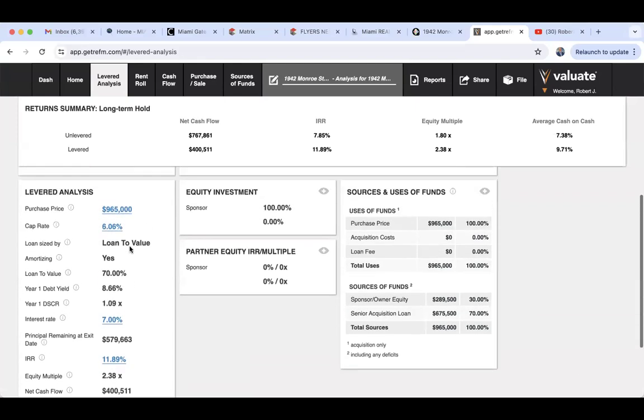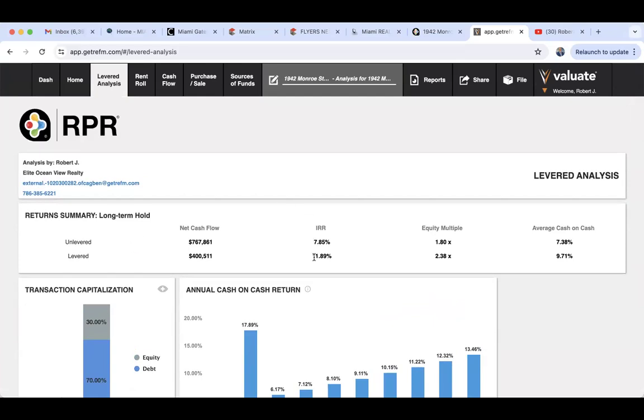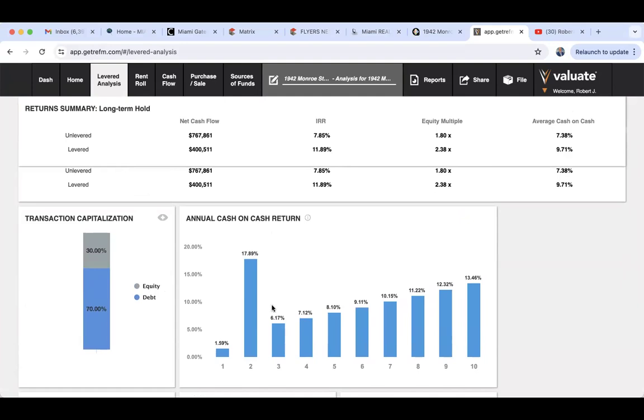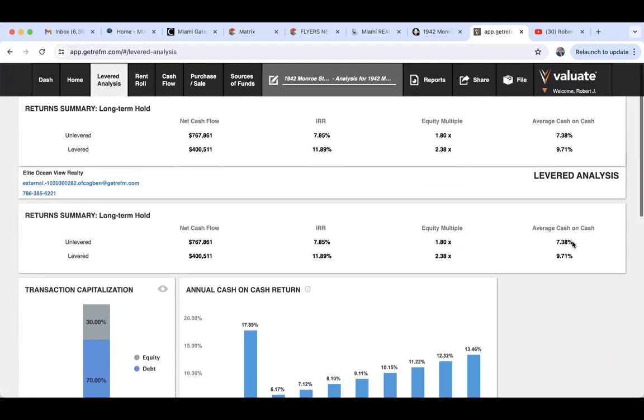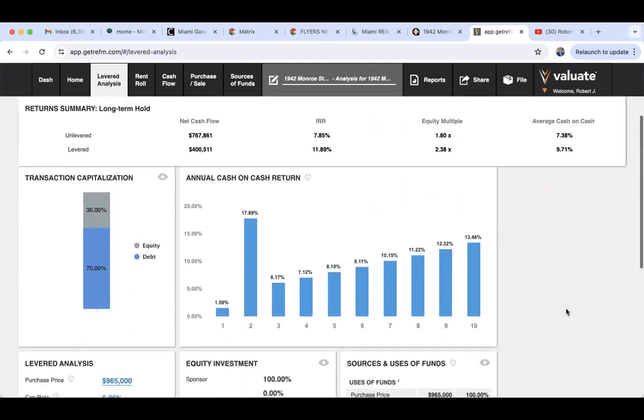And here we have levered analysis, and it tells you, again, what your internal rate of return is, your annual cash on cash return. Your cash on cash is positive. As long as this remains positive, that means that the investor does not have to put in out of their own pocket to make this deal work. All right, there is a cash return on this property.